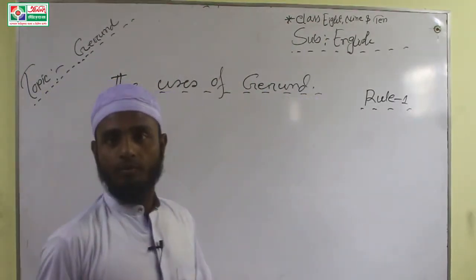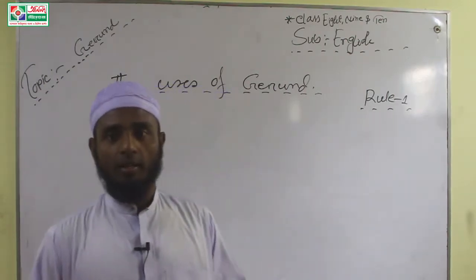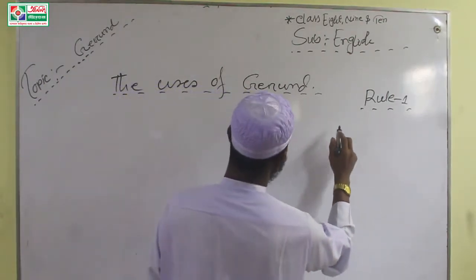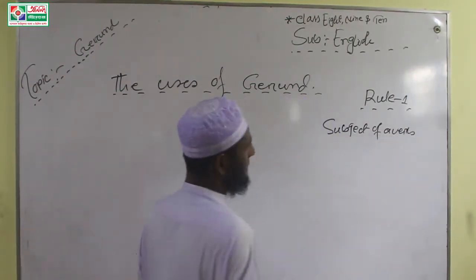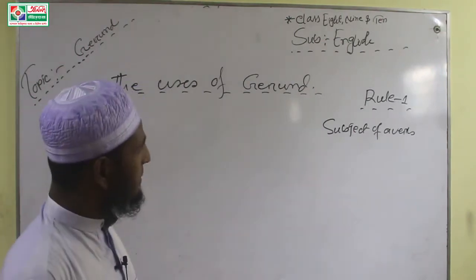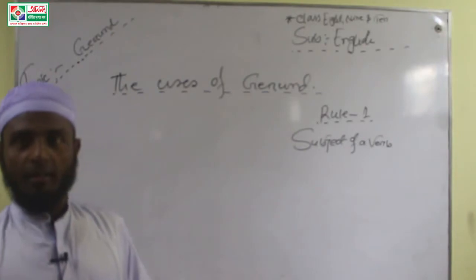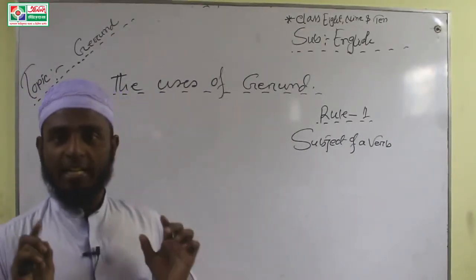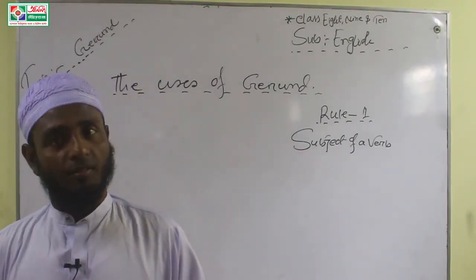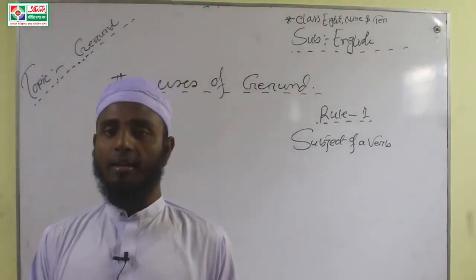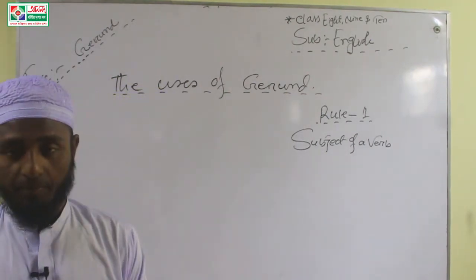Rule one. Look at the board. I have written rule one: subject of a verb. That is to say, how the gerund acts as a subject of a verb.